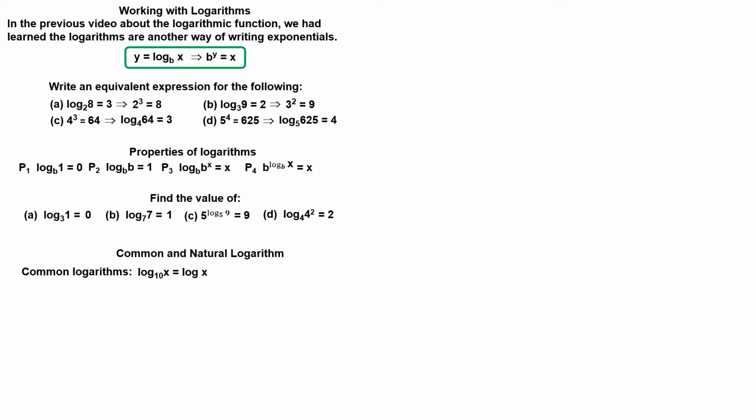You can write common logarithm in exponential form. If log of x equals y, then 10 to the power of y equals x. Natural logarithms. Logarithms with base e are called natural logarithms and are written ln of x. So you write ln of x for log base e of x. You can write natural logarithm in exponential form. If ln of x equals y, then e to the power of y equals x.